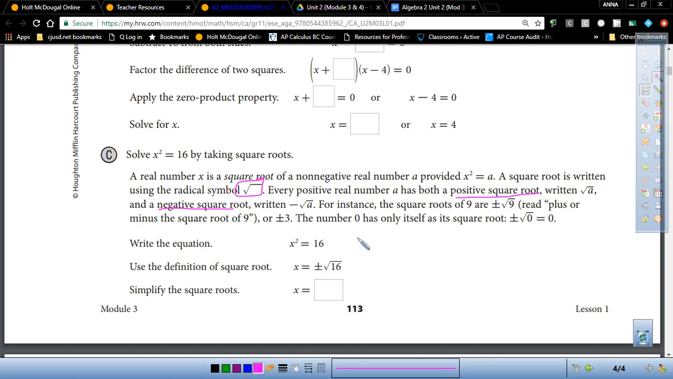Now 0 is a unique one that only has one square root, because positive 0 and negative 0 are the same thing. So if I have x squared equals 16, I take the square root of both sides, but I look at the positive and negative case. The square root of 16 is 4, so I get positive and negative 4, which matches my previous two solutions. It's just written as a single item when I write it as plus or minus. That does mean both the plus and the minus solution.